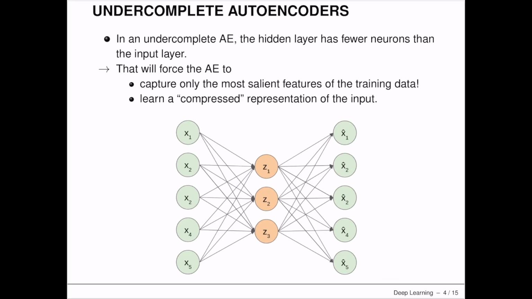This bottleneck of fewer neurons in the hidden layer forces the autoencoder to capture only the most salient features of the training data, and thus to learn a compressed representation of the input given by this hidden layer, the code.